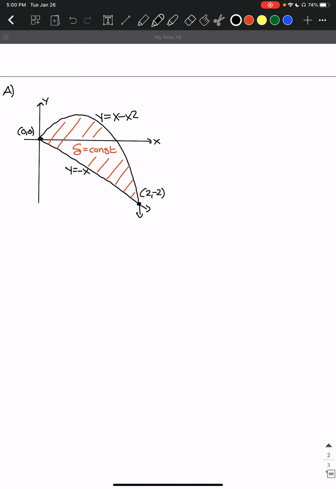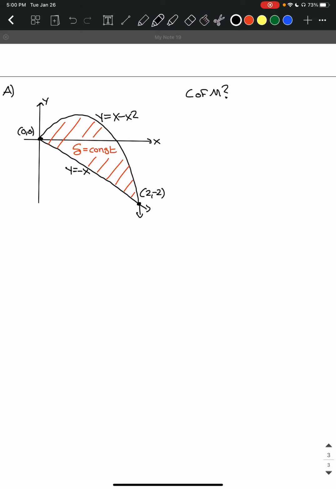We have the region bounded between the functions y equals x minus x squared and y equals minus x. It forms this shape here. I'm going to say it's a constant density, and I want to find the center of mass of this object.